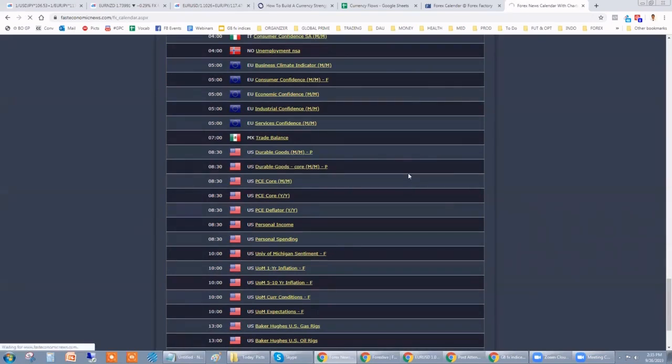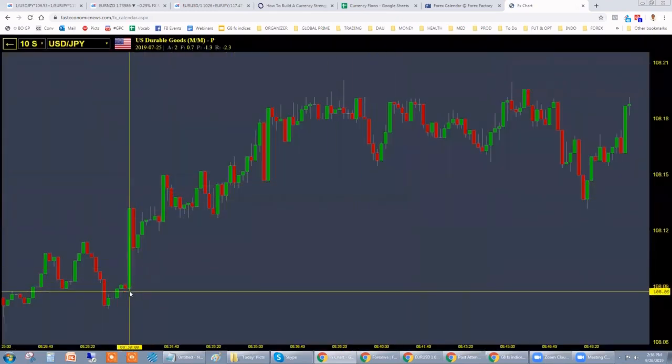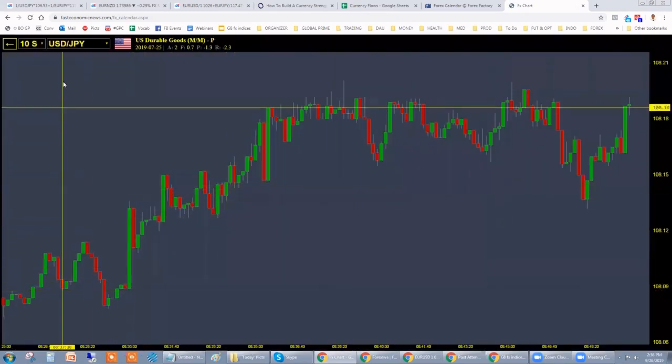and it's going to show you the history of all their releases, and you just try to identify when it was that we had a fairly good divergence between the actual and the forecast. So for example, here we had 2 and the forecast was 0.7. That was July the 25th. So if you click on the chart section here, and this was an event at 8:30, okay? If we come to 8:30, notice that it's represented on the dollar Japanese yen.